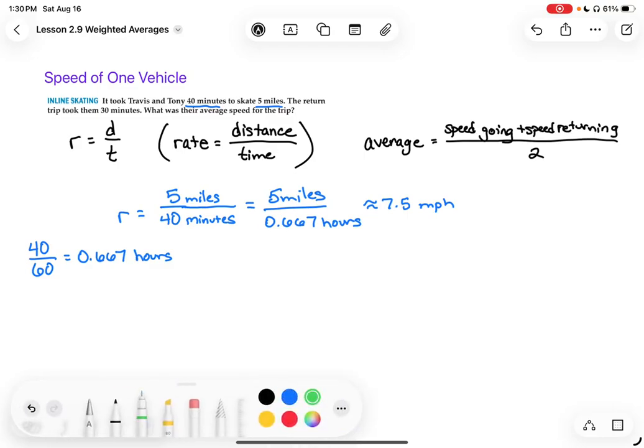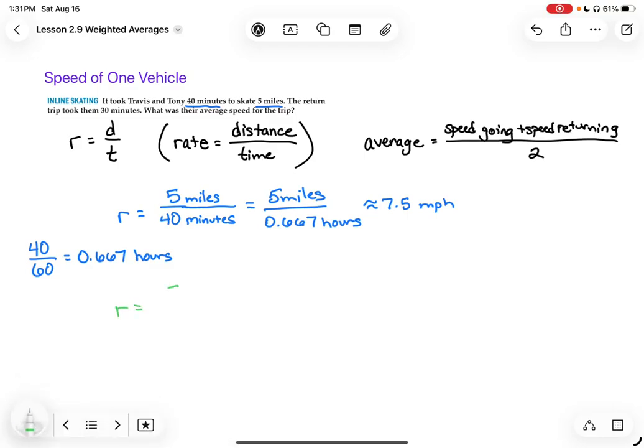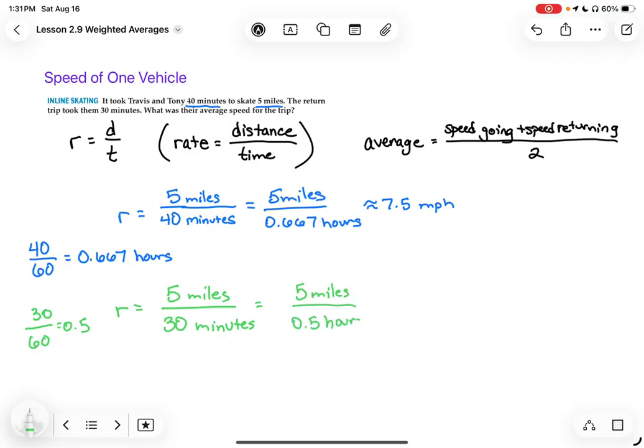Okay, so let's do the same thing for the return trip. Their return trip, they also went 5 miles, but this time they did it in 30 minutes. Again, this calculation would give us miles per minute, which is fine, but let's do miles per hour. 30 divided by 60 is much easier. It's a half, 0.5. So let's do 5 miles divided by half an hour, or 0.5 hours. And that's 10 miles per hour.